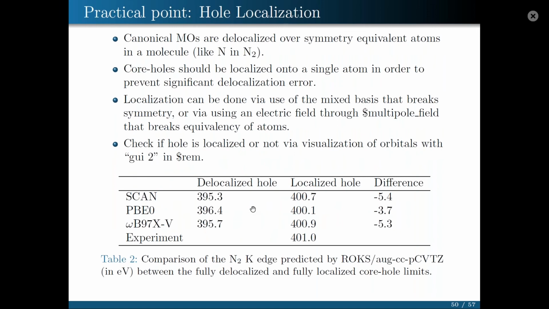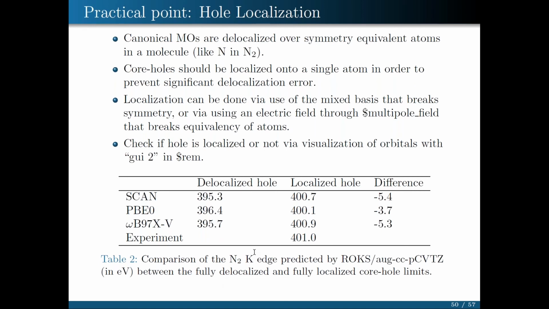And one other practical point here is that if you're trying to do some kind of core level calculation using any of these orbital optimized methods, it's absolutely essential to make sure that your core hole is localized onto a single atom. Canonical MOs are delocalized over symmetry equivalent atoms in a molecule. Like in N2, your core levels are going to be a symmetric and antisymmetric combination of the 1s orbitals of nitrogen. However, the actual hole in these calculations needs to be localized onto a single atom. Otherwise, you'd get pretty massive delocalization error, as shown in table 2 at the bottom.